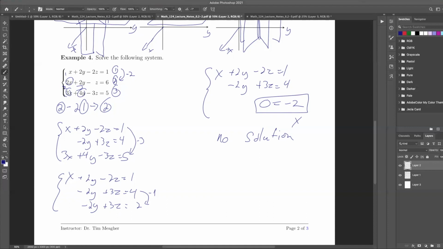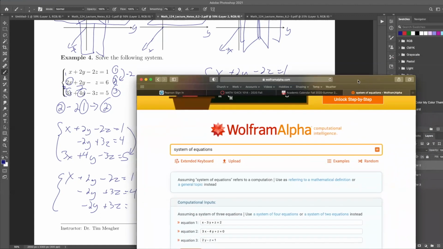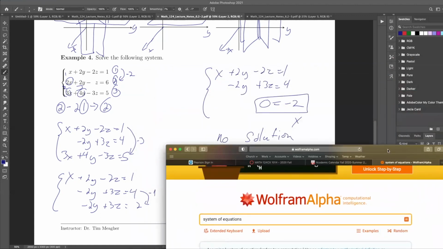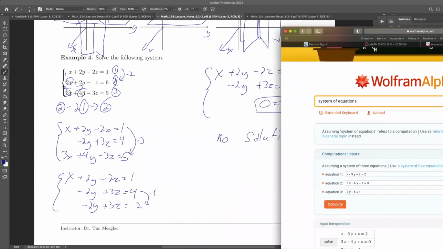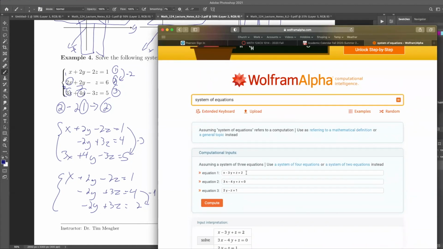Let me do something super fast. Wolfram Alpha, system of equations. Woohoo. All right. For those who are wondering, how do I type this into a computer, let me show you how to do that as you finish writing this down. We go to our class calculator, which is Wolfram Alpha, and then we just type in system of equations. And then it brings up this little thing here. Please type in your equations.